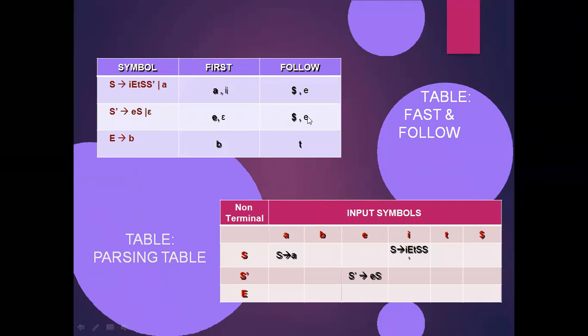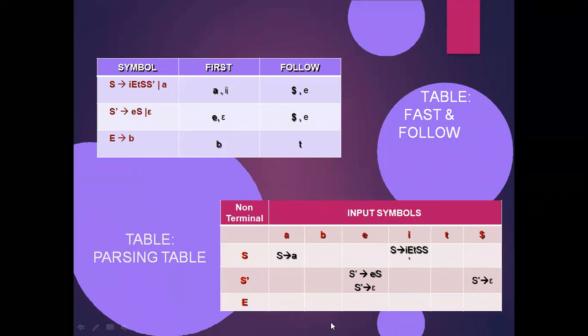Now I am considering follow. Follow of S dash is dollar comma E. In these two input symbols, dollar and E, I need to place S dash tends to epsilon. But see here, in one input symbol I get two entries. When I am moving with S dash with E, I get two entries in one cell. See what will happen next. Complete the parsing table, then I will say what it is.